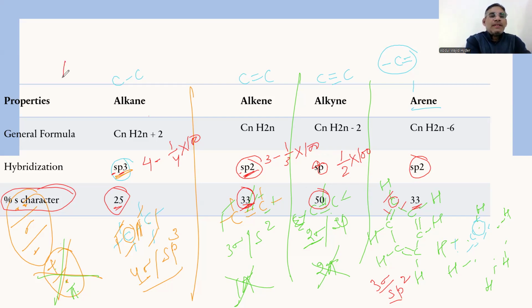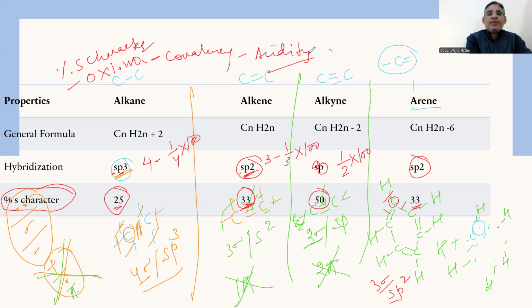See, the more the percentage S character, the more will be the oxidizing power or oxidation number, the more will be the covalency, the more will be the acidity. Alkyne is most covalent because here percentage S character is 50, and alkane will be least covalent because here percentage S character is 25. Alkyne will be most acidic.